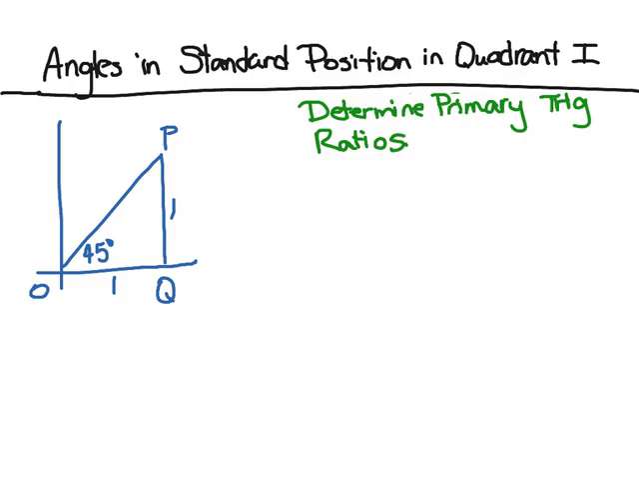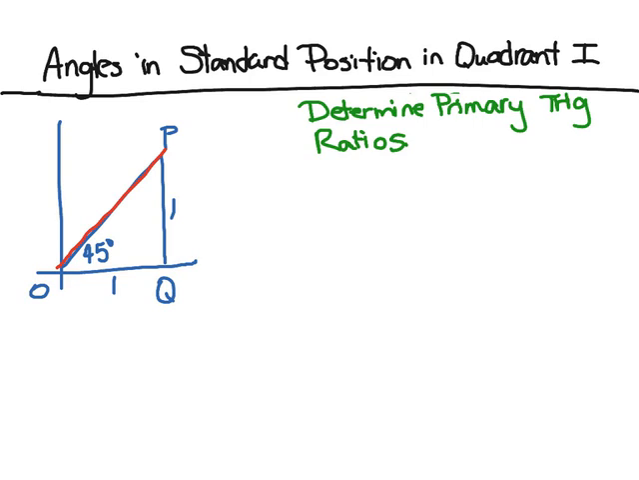You can use the Pythagorean theorem and the trig ratios to find trig ratios for many angles. So we're going to use the following. It's a 45-degree angle, and the length from O to Q and from Q to P is 1. So the first thing we want to do is find our length from O to P.